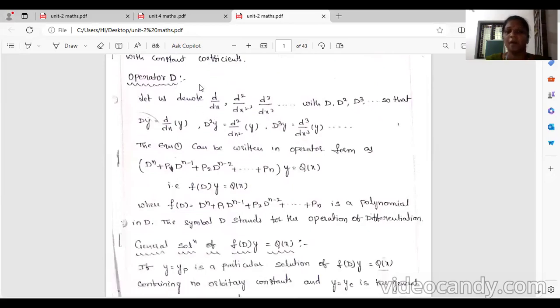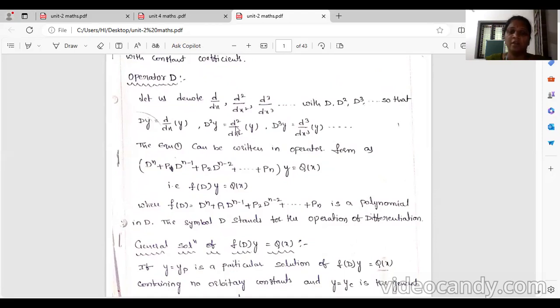Then the operator capital D. Let us denote d/dx, d²/dx², and so on, d³/dx³. d/dx stands for capital D, d²/dx² stands for capital D², d³/dx³ stands for capital D³. So capital D into y means the derivative of y, d/dx of y. D² into y means the second derivative of y.